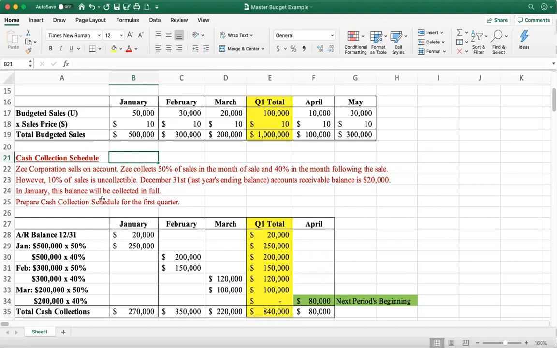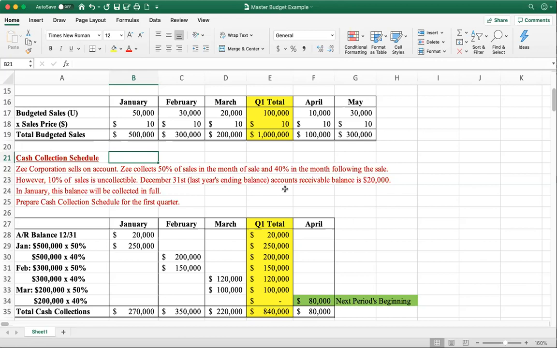So in this example, Z Corporation sells on account. Z collects 50% of sales in the month of sales and 40% in the month following the sale. So 50% of the sales is collected in the month of sale. So if you have made $100,000 in sales, you will collect 50,000 at that particular point in time, within that month. And then the 40% is collected in the month following the sale. So next month you will collect the 40%. However, 10% of the sales is uncollectible. So that counts as a bad debt, right? You're not going to be able to collect that because the customers default or for any other reasons.